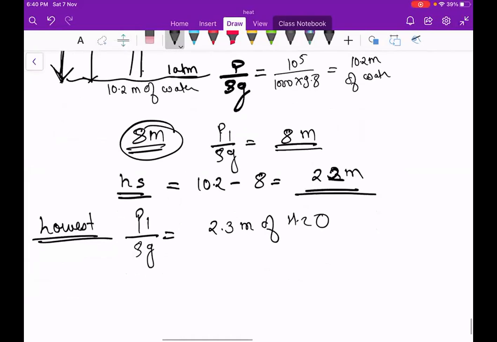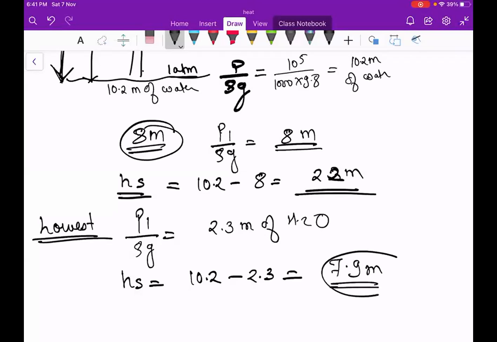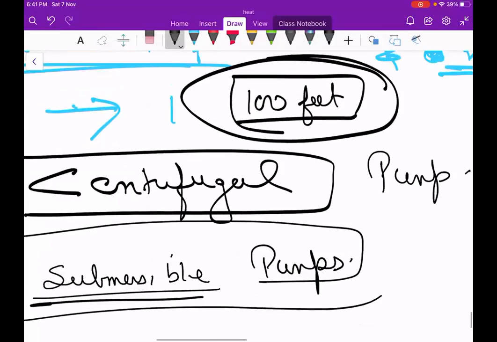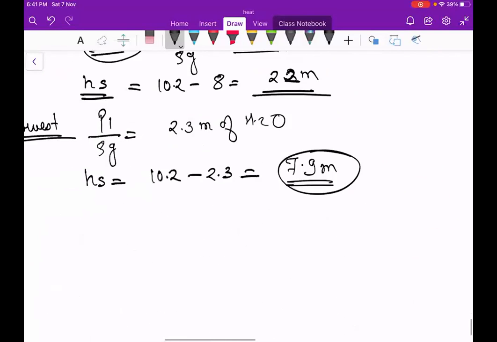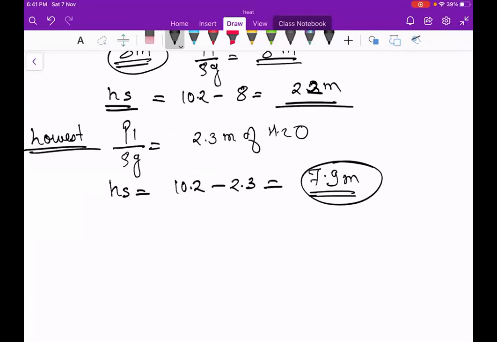So how much is it coming then? HS equals 10.2 minus 2.3. How much is the answer coming? 7.9. These are just approximate values, so it can be 7.4, 7.5, because I'm not calculating the losses.